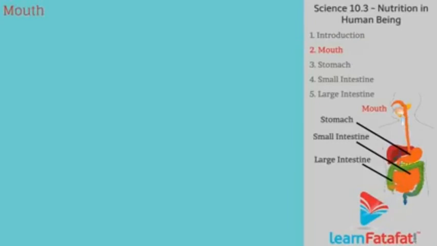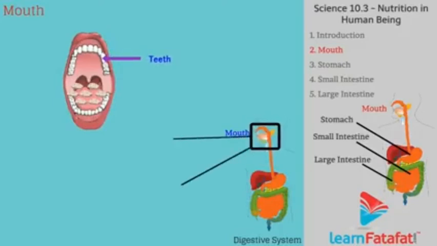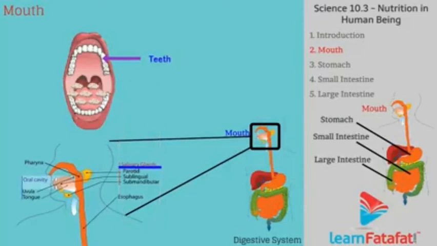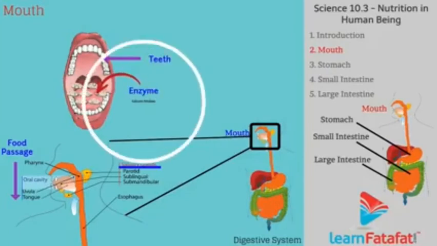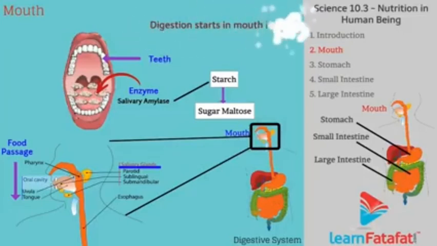Mouth. In the mouth, large food is broken down into small particles with the help of teeth. Saliva secreted by the salivary glands wets the food so that it can pass through the alimentary canal. Saliva contains an enzyme called salivary amylase that breaks down starch into the simple sugar maltose. Thus, digestion starts in the mouth itself.